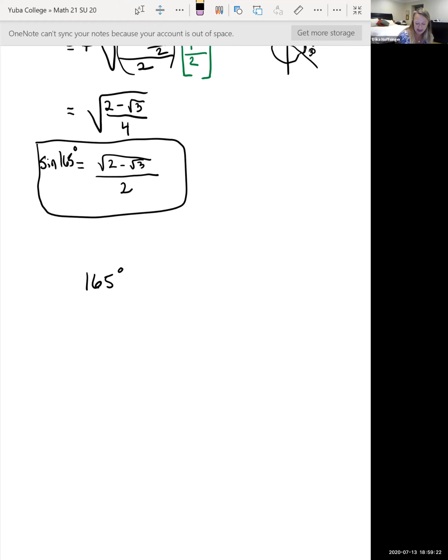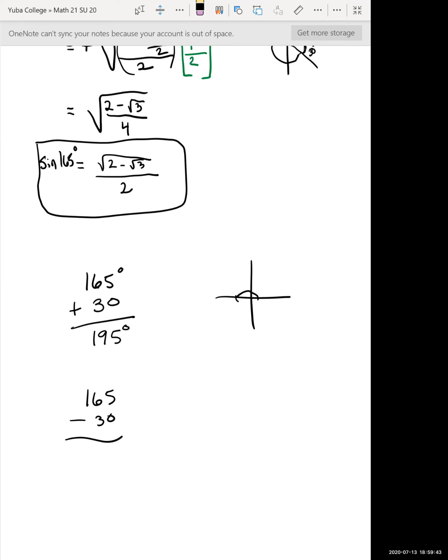So if I added 30 degrees to here, that's 195 degrees. I don't know that one. This is 180 plus 15, so that did not work adding 30. If I took 165 minus 30, that's 135, which is not going to work either. How about 165 plus 45? That's going to give us 210, which is one we know because that's 180 plus 30.